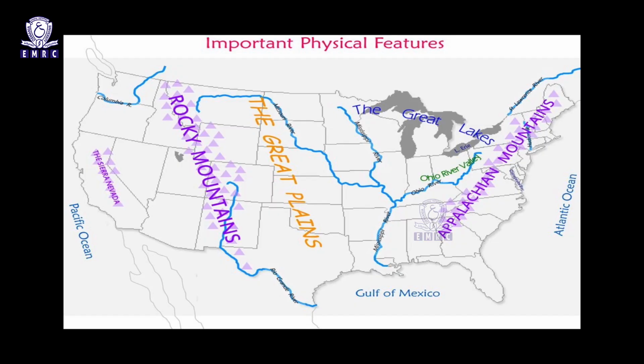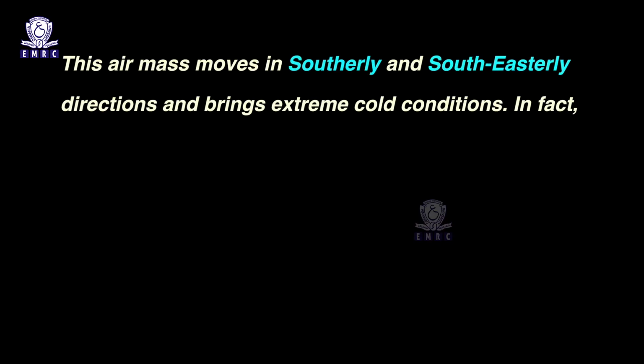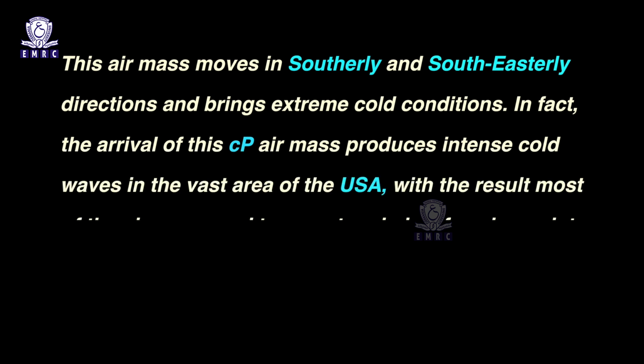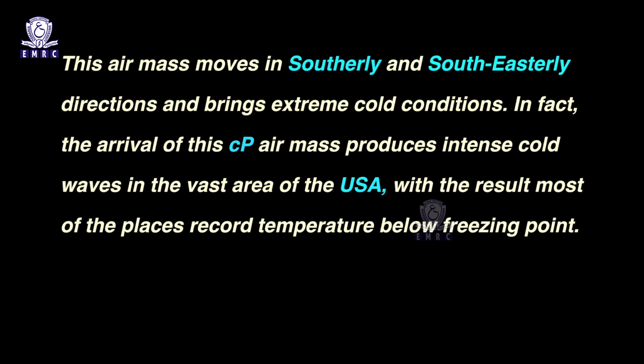These air masses move out of their source regions and enter the United States of America between the Rocky Mountains and the Great Lakes. Extensive land surface with topographic homogeneity and slow anticyclonic circulation provide the most ideal conditions for the origin and development of the continental polar air mass. The air mass moves in southerly and southeasterly directions and brings extreme cold conditions. In fact, the arrival of the cold polar air mass produces intense cold waves in the vast area of the United States, with the result that most places record temperatures below the freezing point.